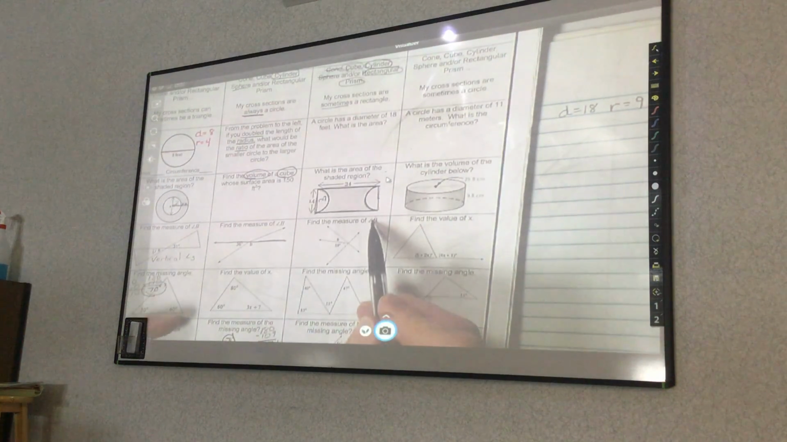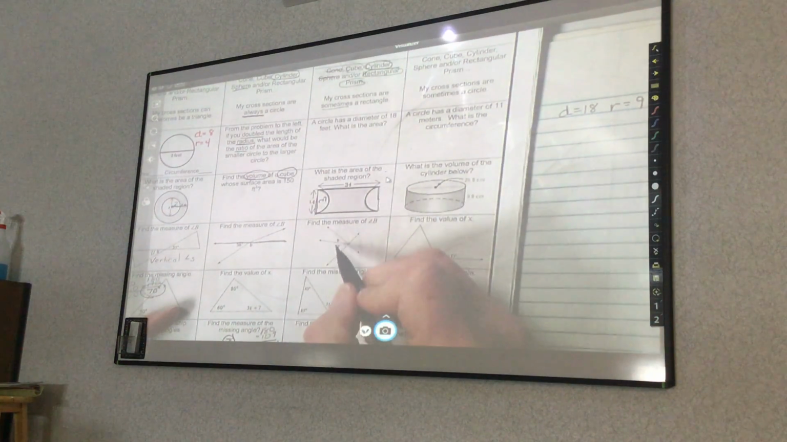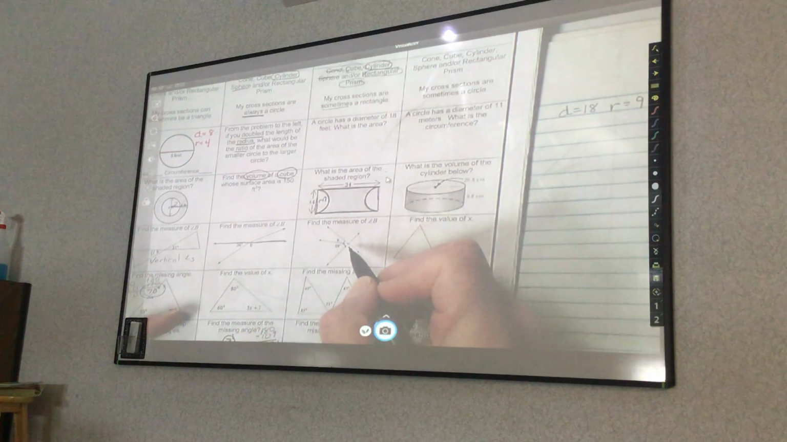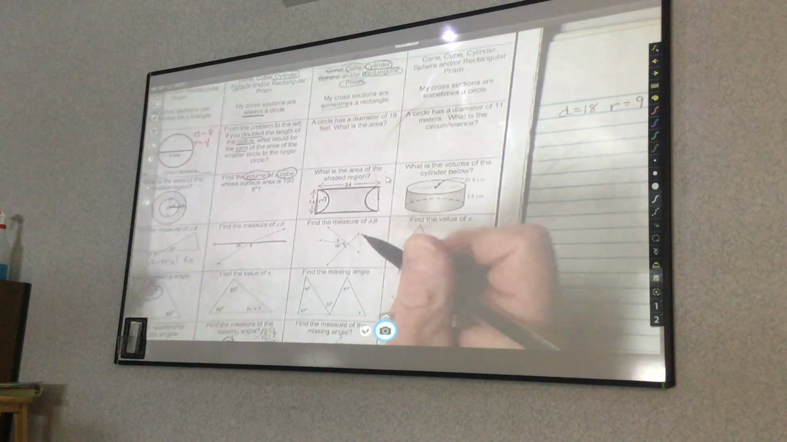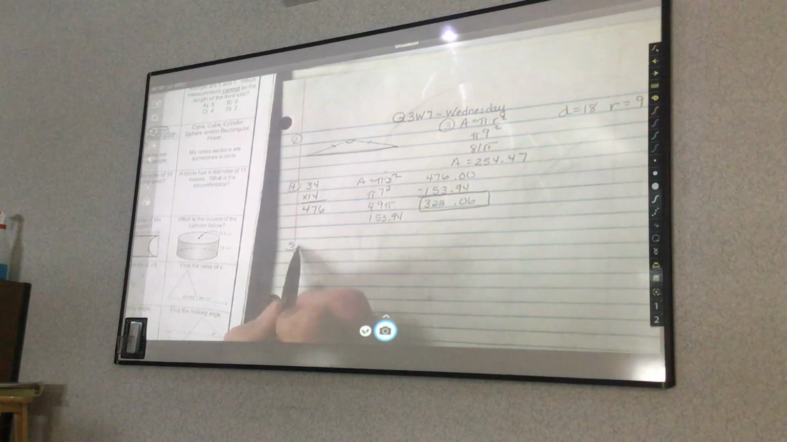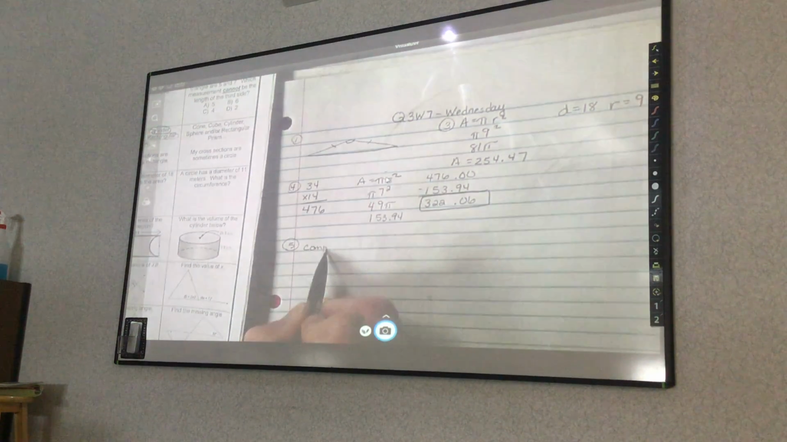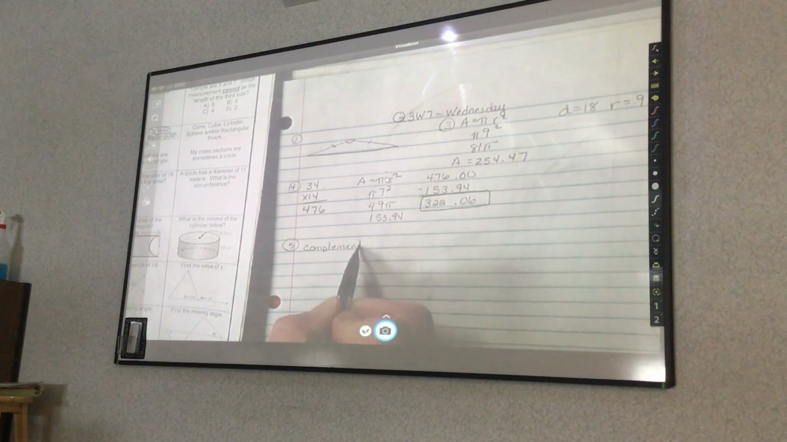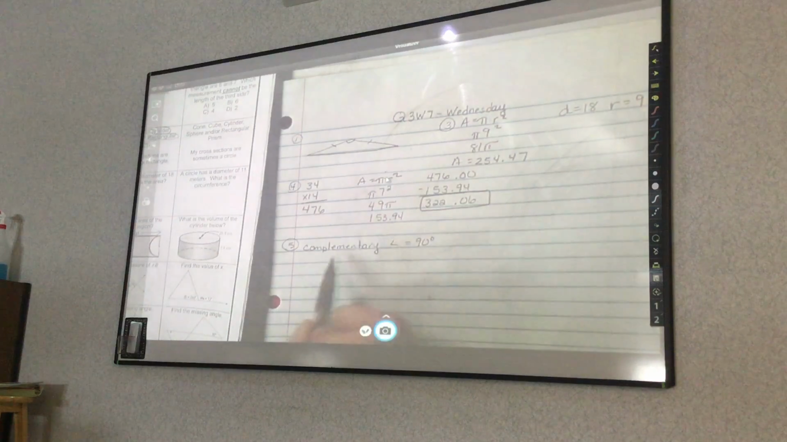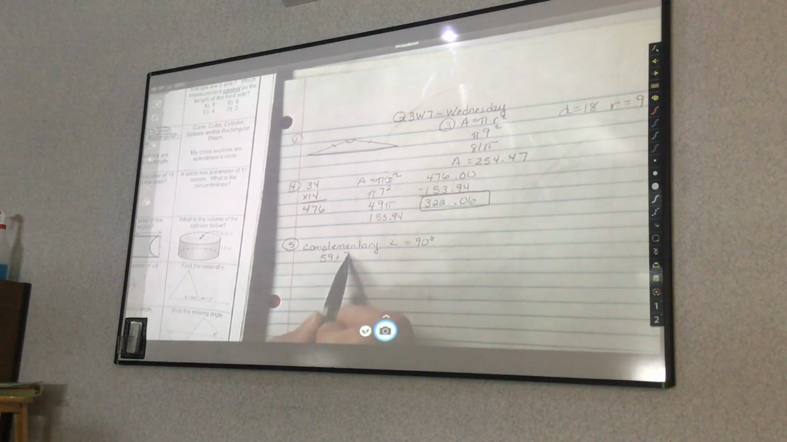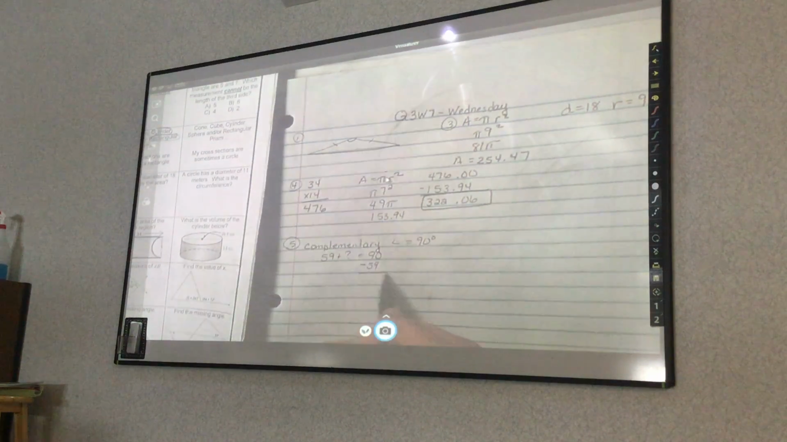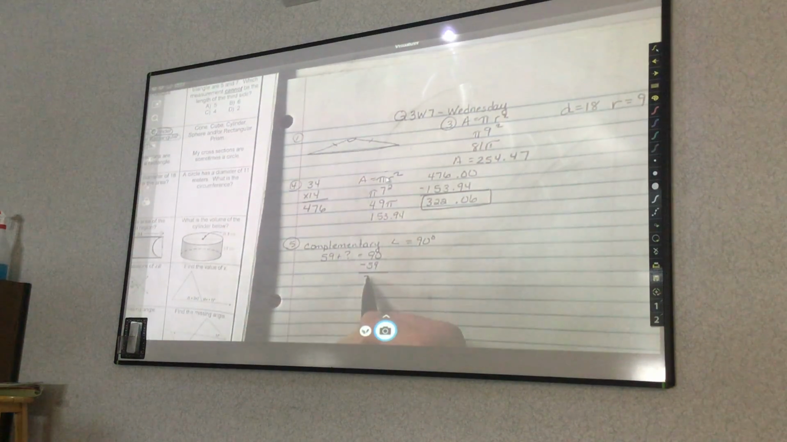Find the missing measure of angle B. Well, these two measurements have to equal 90 degrees, which are called complementary angles. Write that down. Complementary angles equal 90 degrees. So 59 plus something equals 90 degrees. So I'm just going to subtract my 59, and I get 31 degrees.